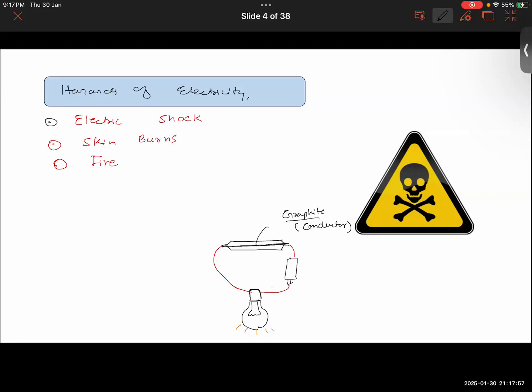Yes, sir. In place of graphite, you could have used copper also. A copper wire could have been connected to the two wires. You could have used gold, silver, iron, aluminum, etc. But say that you have taken two wires and you haven't connected them with anything. We have got the cell, and we have connected it with the bulb.